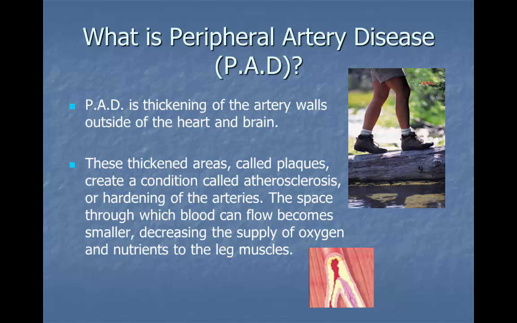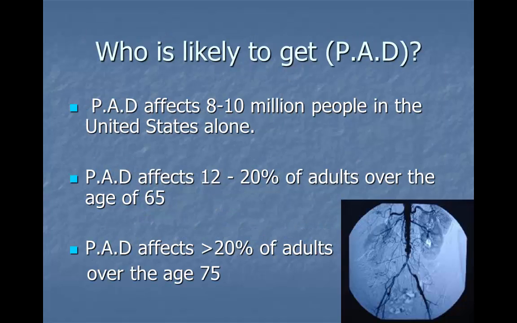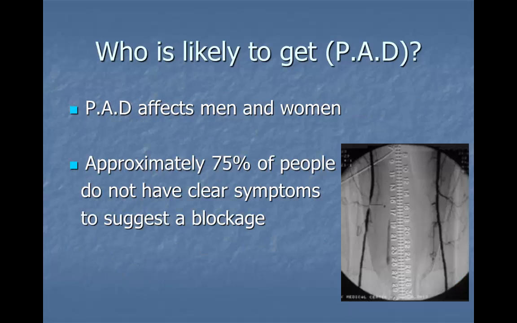It could become, as I said, from mild to severe, decreasing the blood supply and nutrients that go to the leg muscles. This is basically statistics that affects 8 to 10 million people in the United States alone: 12 to 20% of adults over the age of 65 and more than 20% over the age of 75. Even though it could also affect women, it's more common in men. And 75% of people do not have any clear-cut symptoms of peripheral artery disease when it's mild.